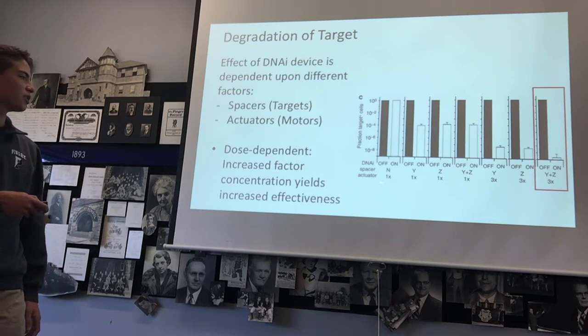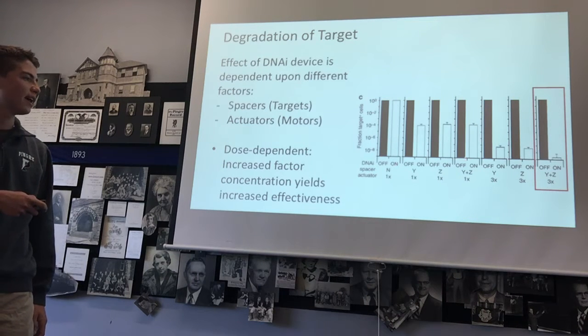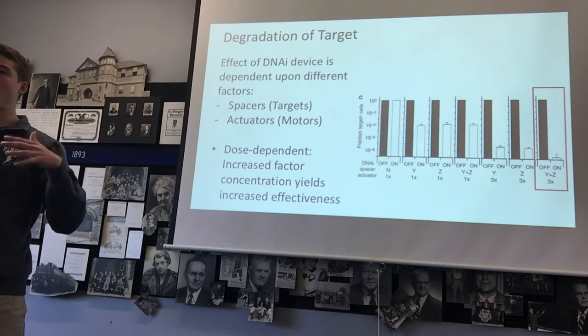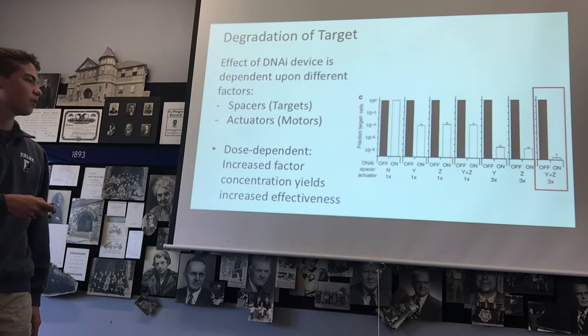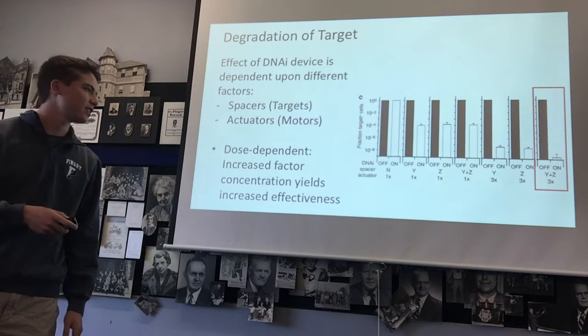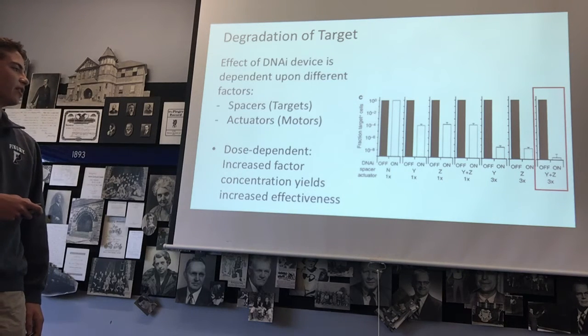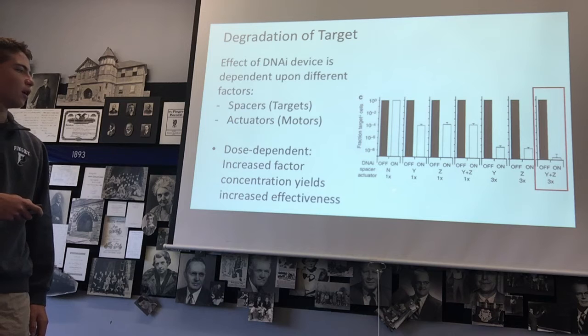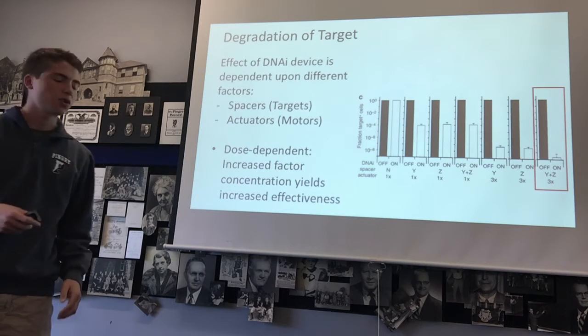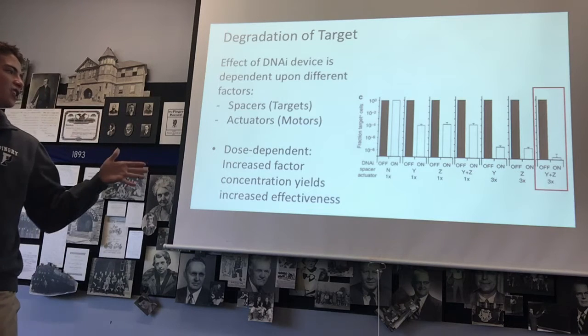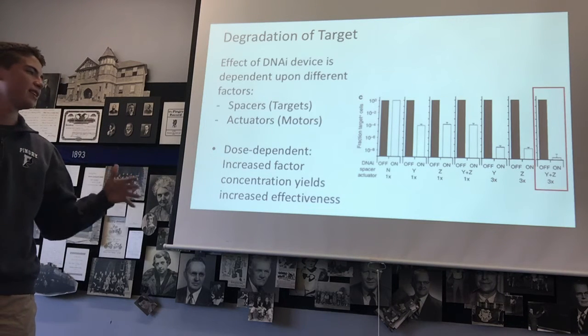Here you have spacers, which once again are the targets, and you have spacers N, Y, Z, and Y plus Z, so they just combine the Y and Z spacers. The N spacer is the control, and the Y and Z spacers is what they experimented with. And then the actuators. So you have 1 times for these 4 sections, and then you have 3 times here. So you have 1 actuator in these 4 sections, and you have 3 times the actuator in these sections.